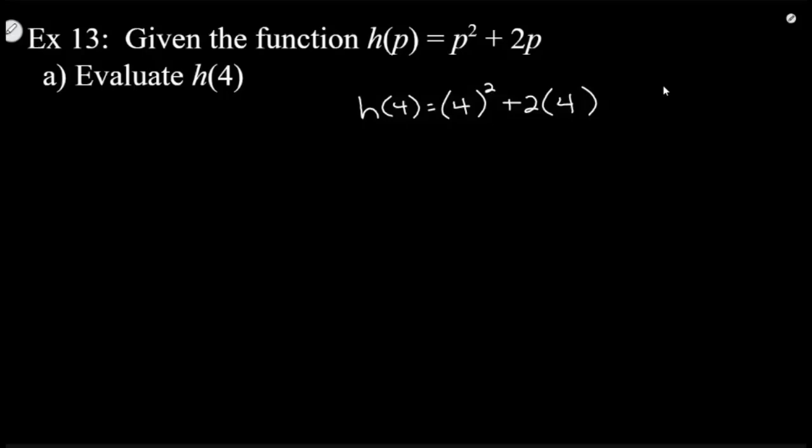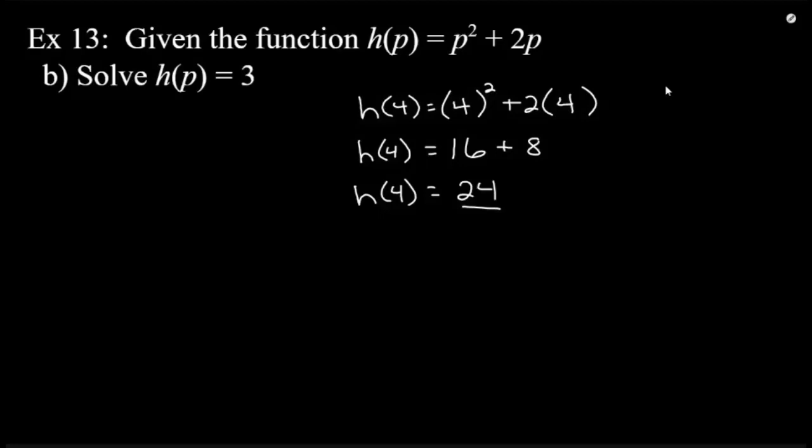And then we just do the math. What is 4 squared? 16. And what is 2 times 4? 8. So we have h of 4, and that will equal 24. So our output value is 24 when the input value is a 4.